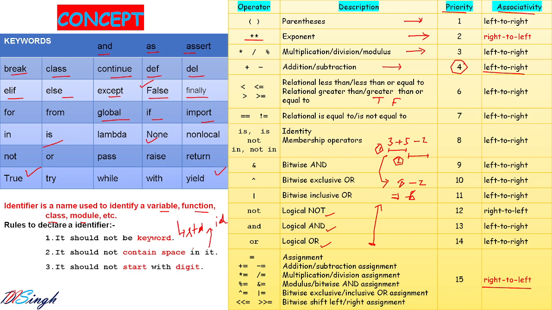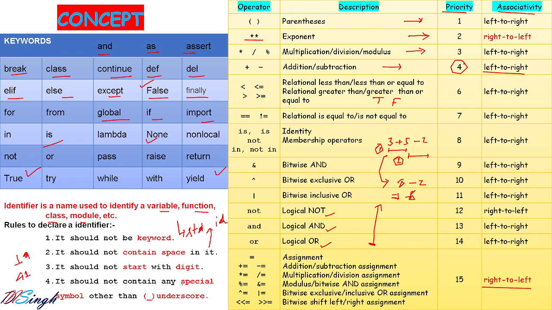Next, it should not start with a digit. So any variable like a1 or 1a: a1 is allowed but 1a is not allowed. It should not start with a digit.